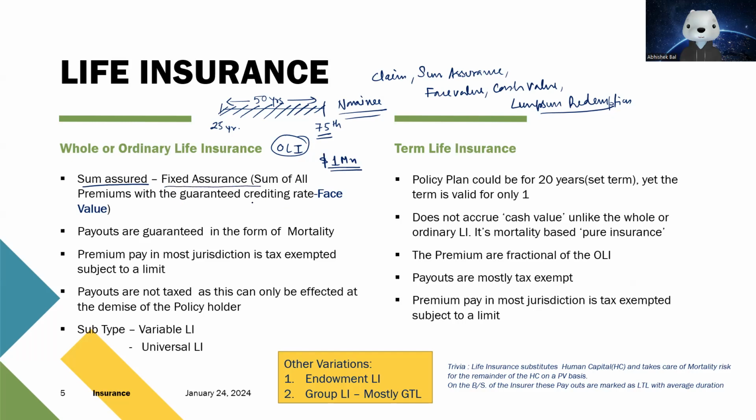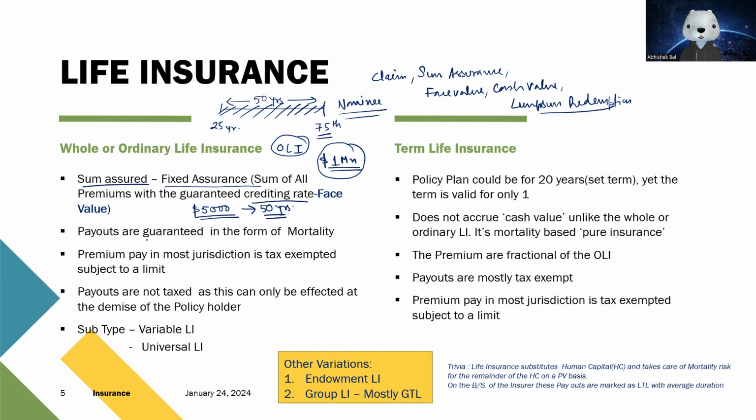That means there is going to be a crediting rate. In other words, the policyholder pays a premium of, let's say, $5,000 every year. If he pays a premium of $5,000 every year for the next 50 odd years, then upon his death, anytime within these 50 years, the insurance company is going to make a payment of 1 million US dollars, which is called the sum assured. Sum assured is a specific terminology used for life insurance. So it's a fixed assurance, which is basically the sum of all the premiums that can be thought of being paid from the 25th year until his demise, with a guaranteed crediting rate.